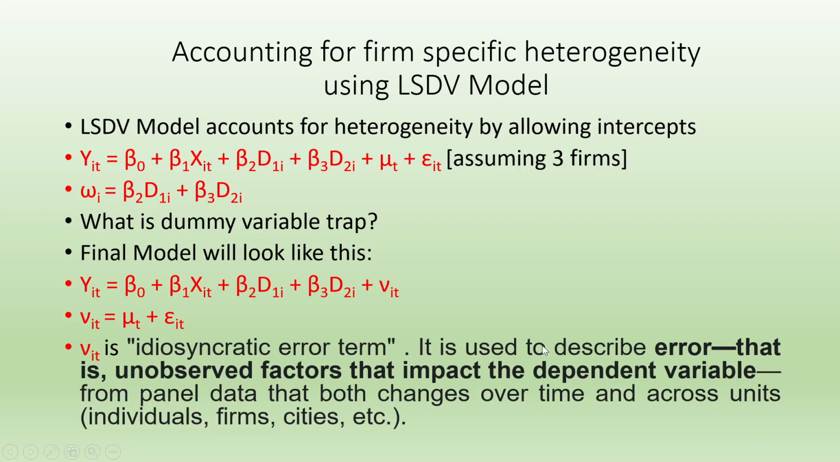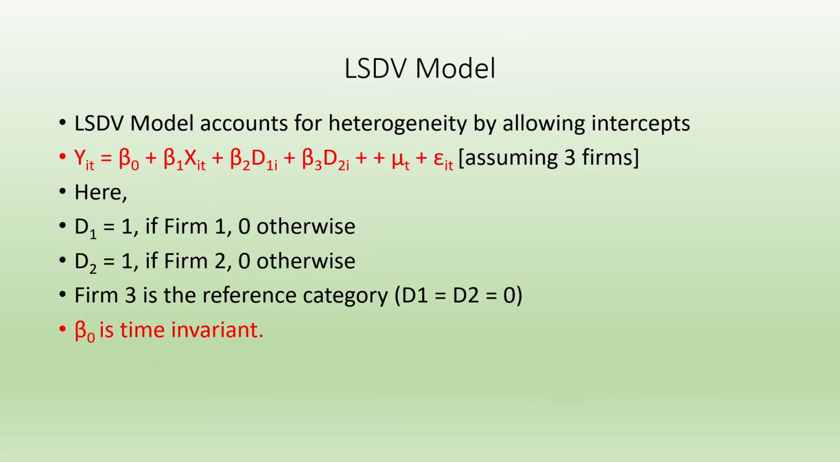It is used to describe the error, that is, the unobserved factors that impact the dependent variable in panel data, which change both over time and across the units. So the LSDV model accounts for heterogeneity by allowing different intercepts. Now how does this dummy variable work? D1 is equal to 1 if firm 1 is present, otherwise 0. D2 is equal to 1 if firm 2 is present, otherwise 0. I'll explain all these things when we run EViews.